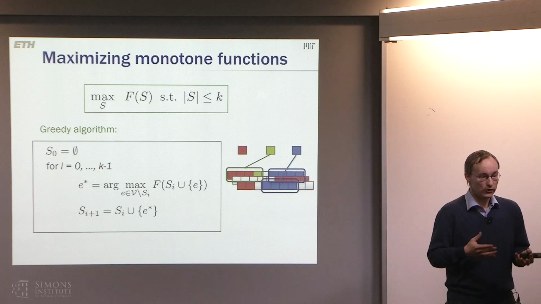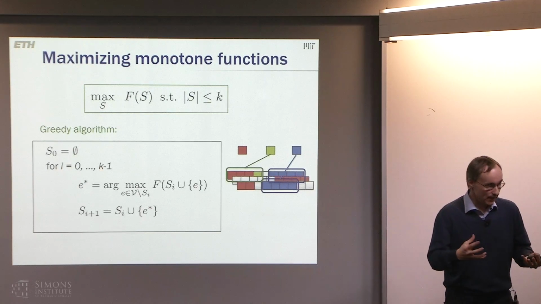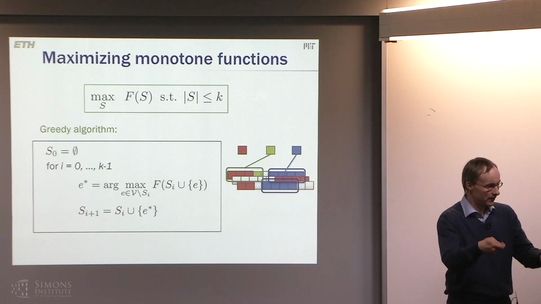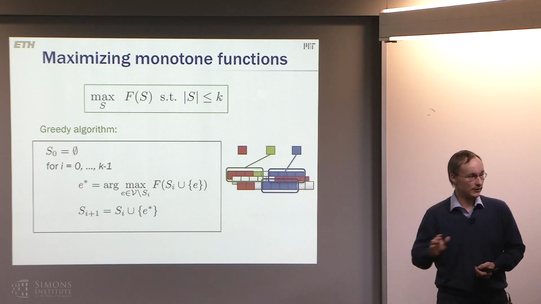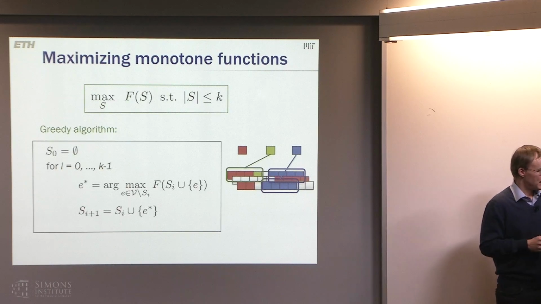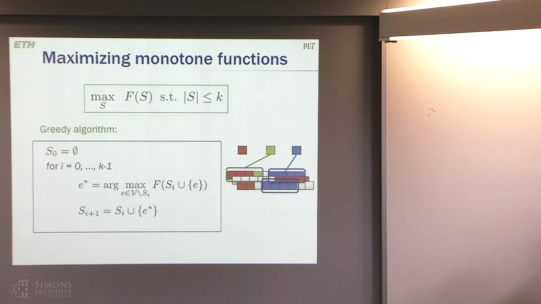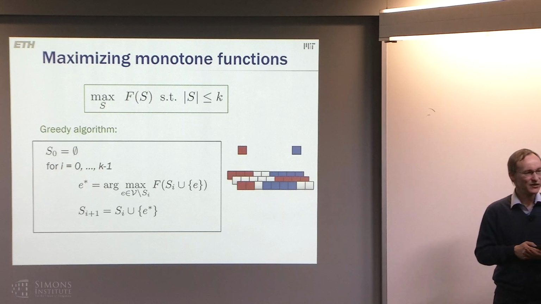And if you think about the marginal gain as some sort of discrete derivative, this algorithm looks a bit like gradient descent. I already discussed gradient descent a lot in Elad's tutorial this morning. So you can view the greedy algorithm in some sense as some sort of discrete analog, maybe.